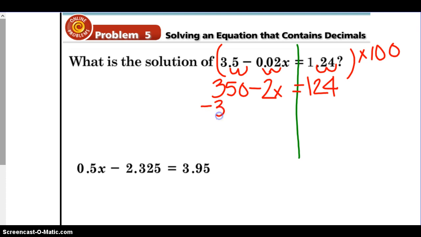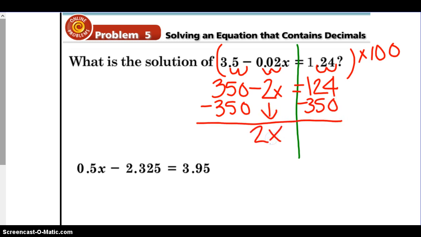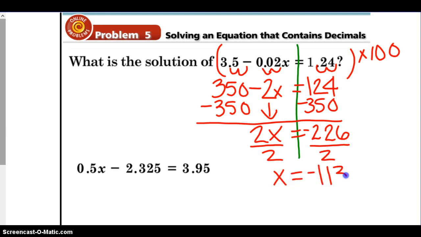And I just subtract my 350, and drop down my negative 2x. Over here, let's see. I'm actually going to do 350 minus 124. Gives me 226, but because the negatives win, there we go. I divide by 2, x equals negative 113.